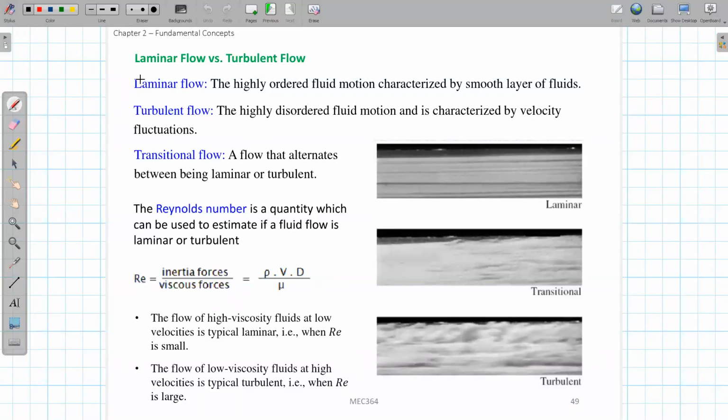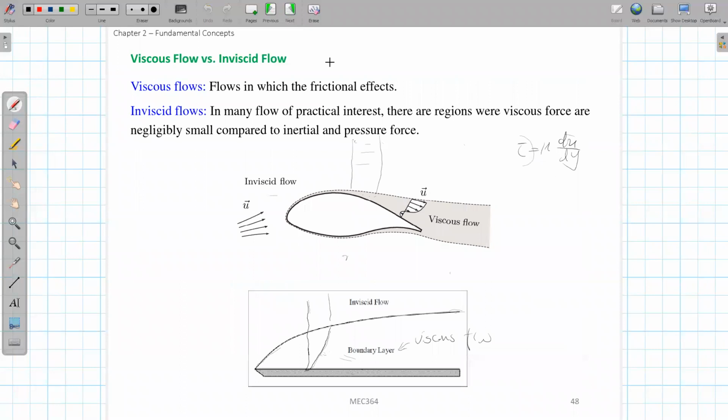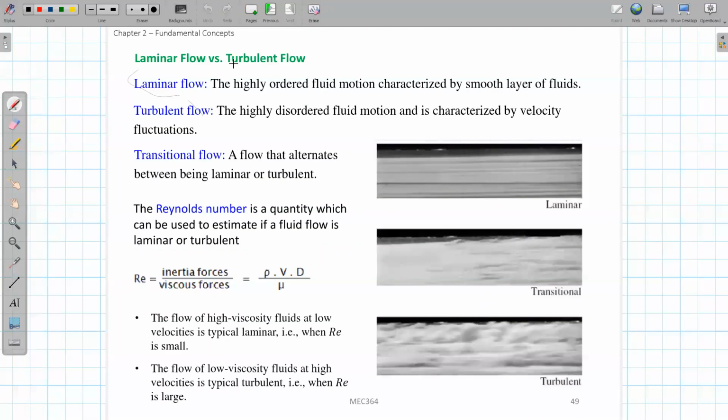One thing you need to realize is that both laminar flow and turbulent flow belong to viscous flow. Either this laminar behavior or this turbulent behavior is related to the viscosity. So laminar flow and turbulent flow belong to viscous flow. And there is also the so-called transitional flow, which is like the critical point where you transition from the laminar flow to the turbulent flow, okay?